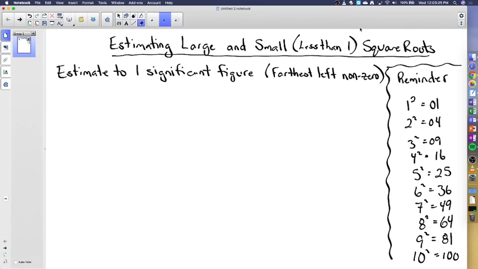Hey guys, you might be working through section 4 in your workbook. There's a couple examples in there that might not be absolutely clear as to what it is you should be doing. So I thought I'd go through some of those examples here just to clarify what's happening. So we're going to be estimating large and small square roots.